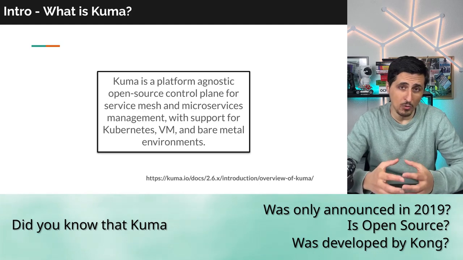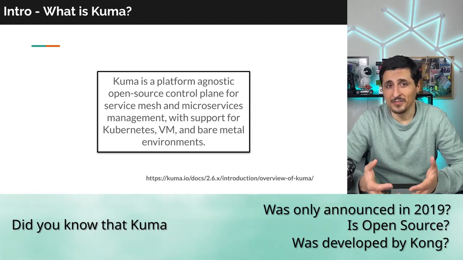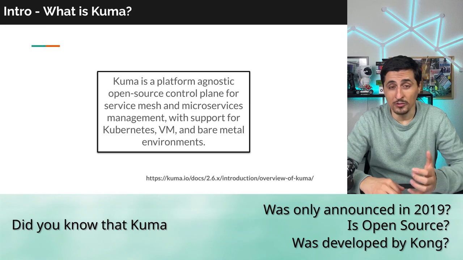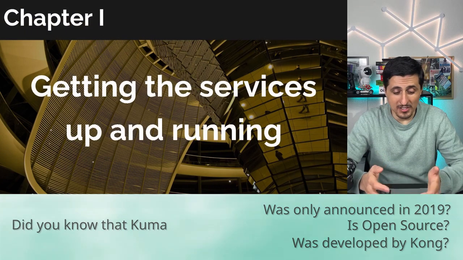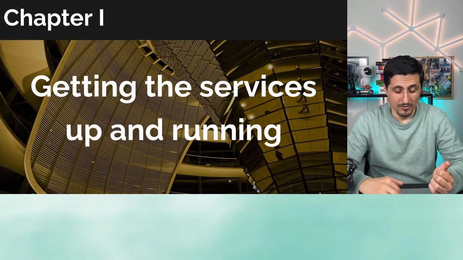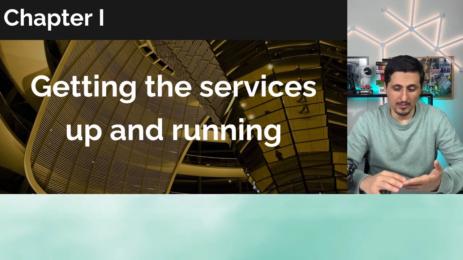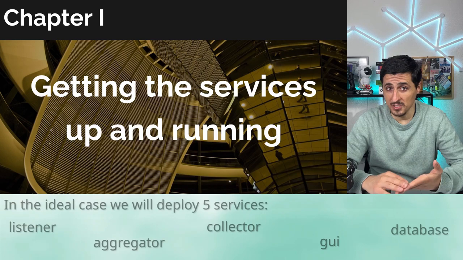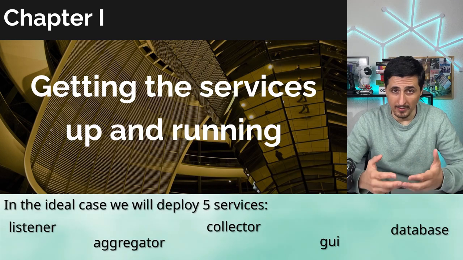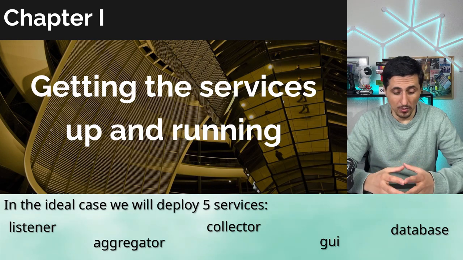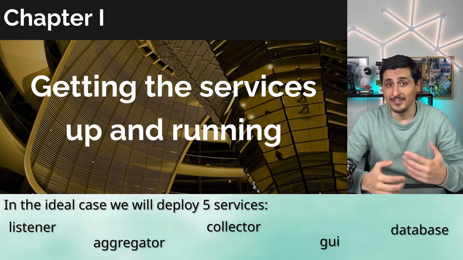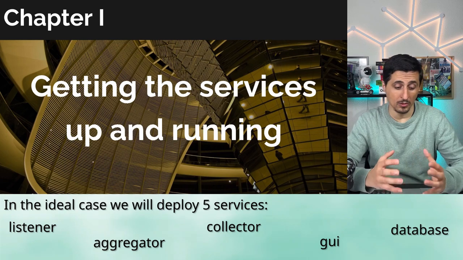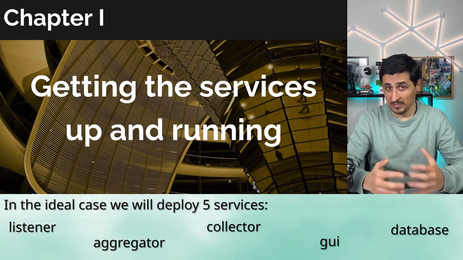And to see how Kuma works, we need, at our basis, at least one application running or several services running. And that is what we are going to do on the first chapter of this video. And that is getting the services up and running. So we are going to need a couple of things. We're going to need an application running that communicates between different services. And we are going to have to deploy this in a Kubernetes environment. And also, we are going to need to start the services and to send data through and across our network. We are going to need different kinds of data traffic.